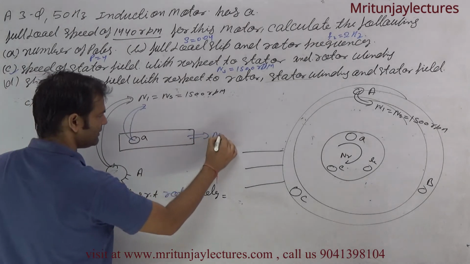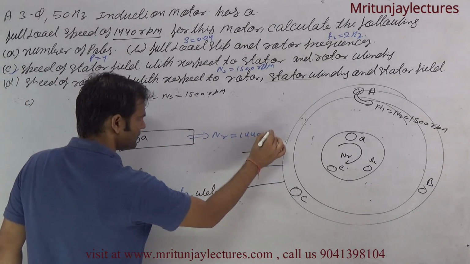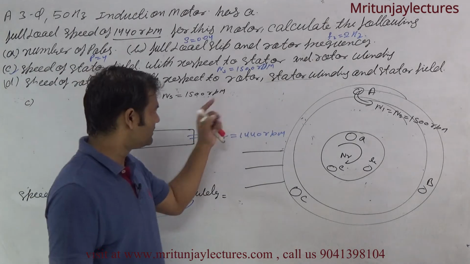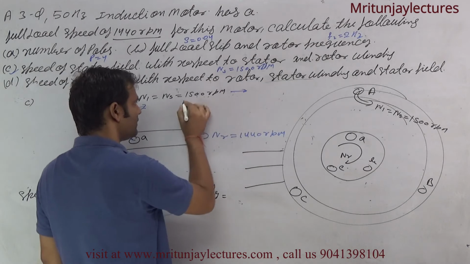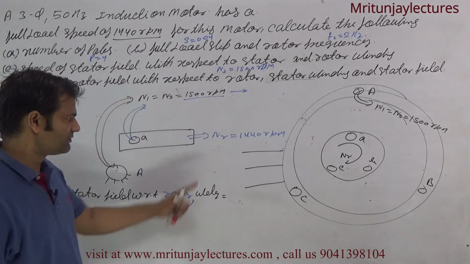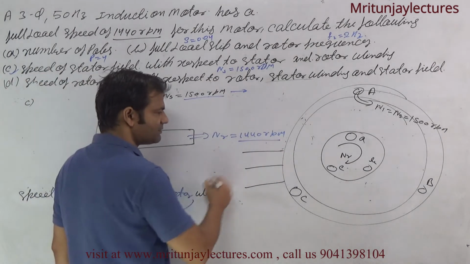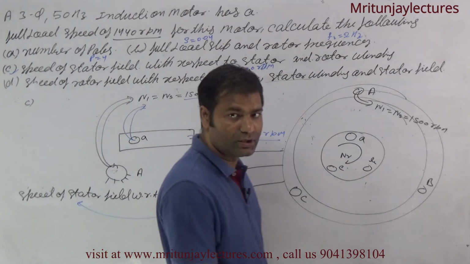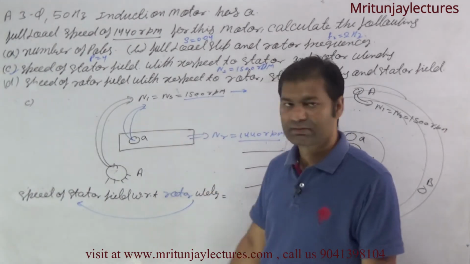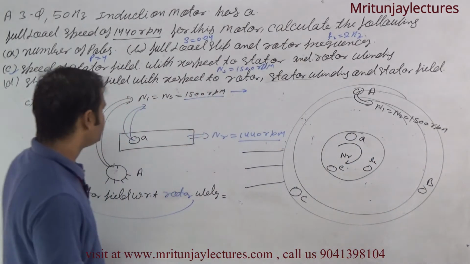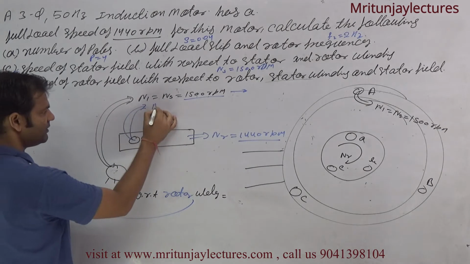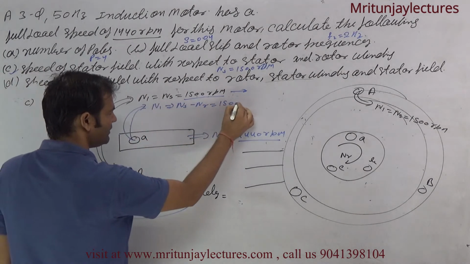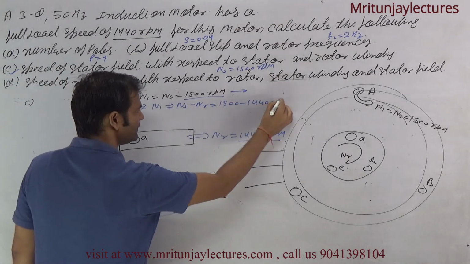What about nr? Suppose that this one is a train moving like this, and this one is also a train moving like this. Both are moving in the same direction. If you sit on this train and see the other train, its speed is ns minus nr, meaning 1500 minus 1440, that is 60 rpm.